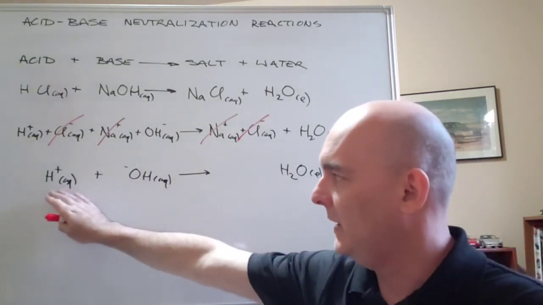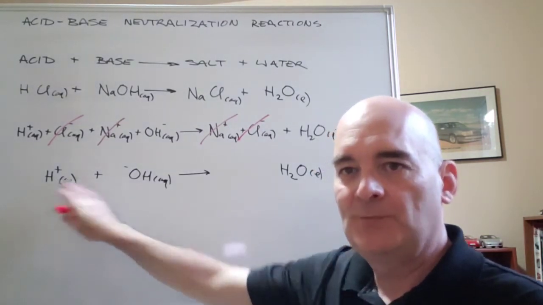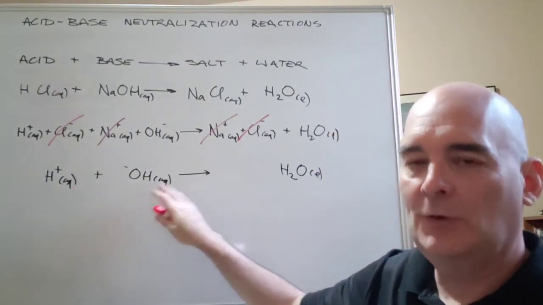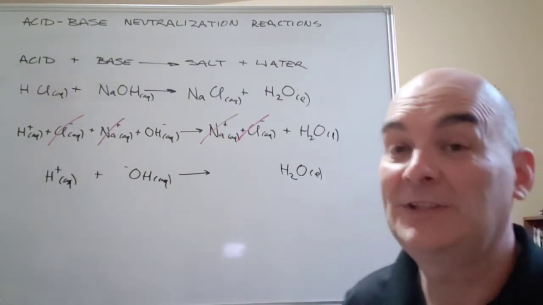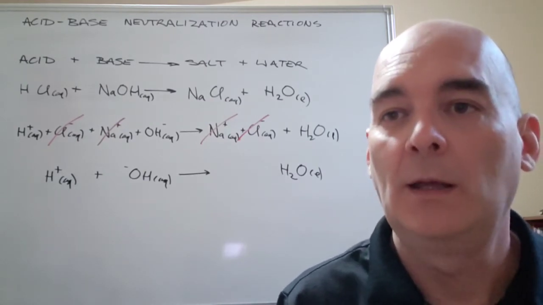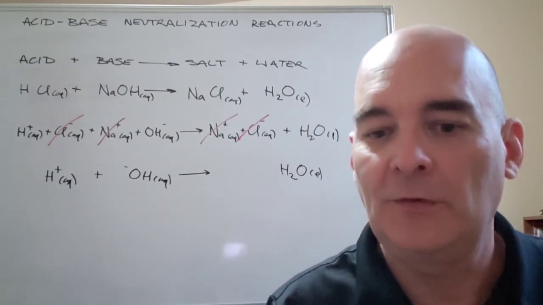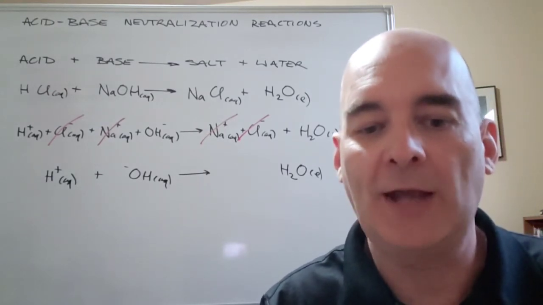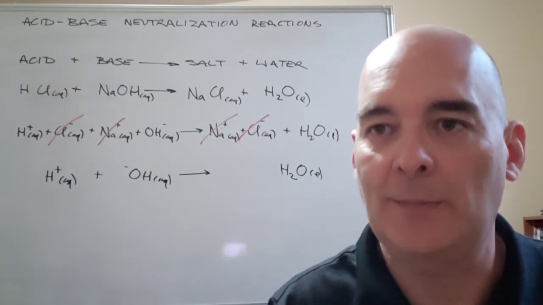The net ionic shows me the acid puts H plus into solution, the base takes it away. I've generated water. Water is an exceptionally strong, stable molecule. 70% of the planet's surface is covered in water. If you can see a reaction that generates water, that reaction is probably going to happen.